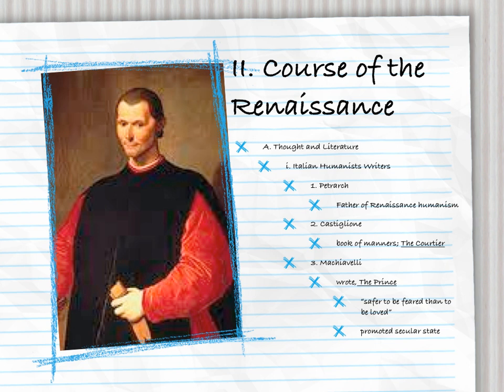Then we have Castiglione. He pretty much just writes books on manners. Remember, people have a lot more wealth. They're trying to show off their wealth. And we need a code to the way that we behave to kind of set us apart, to show how wealthy we are. And so he writes a book of manners.